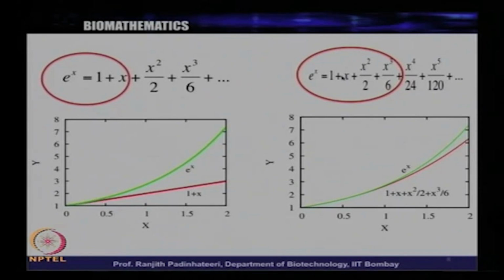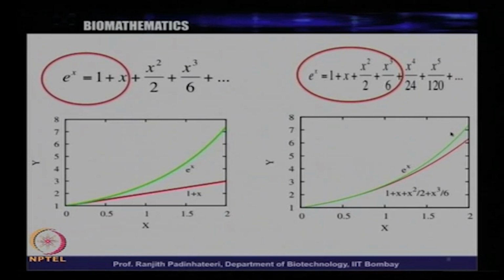If we take more terms like x square by 2 and x cube by 6 also, that is, we assume that e power x is 1 plus x square by 2 plus x cube by 6, that will be okay again below 1, but in a much bigger range compared to this. So, the more terms you take in this expansion, the closer this curve is to e power x. The red curve in this second graph is 1 plus x square by 2 plus x cube by 6, and the green curve is e power x.